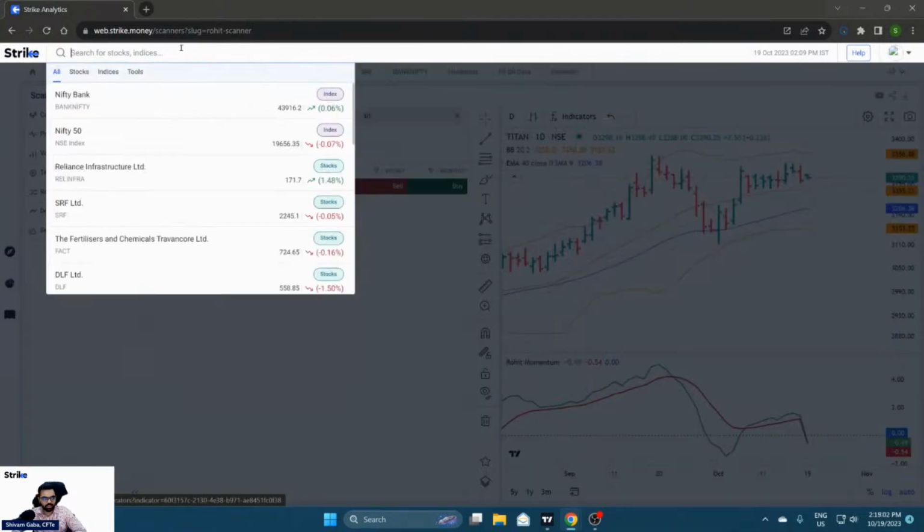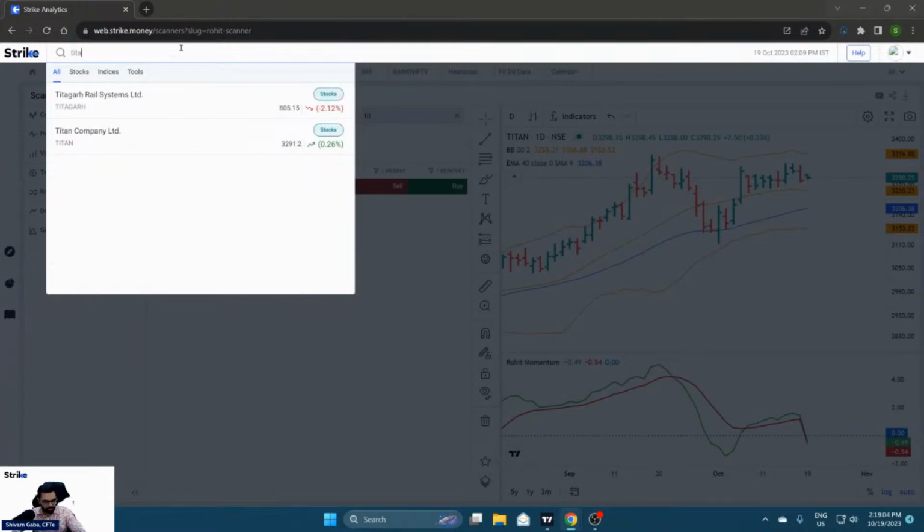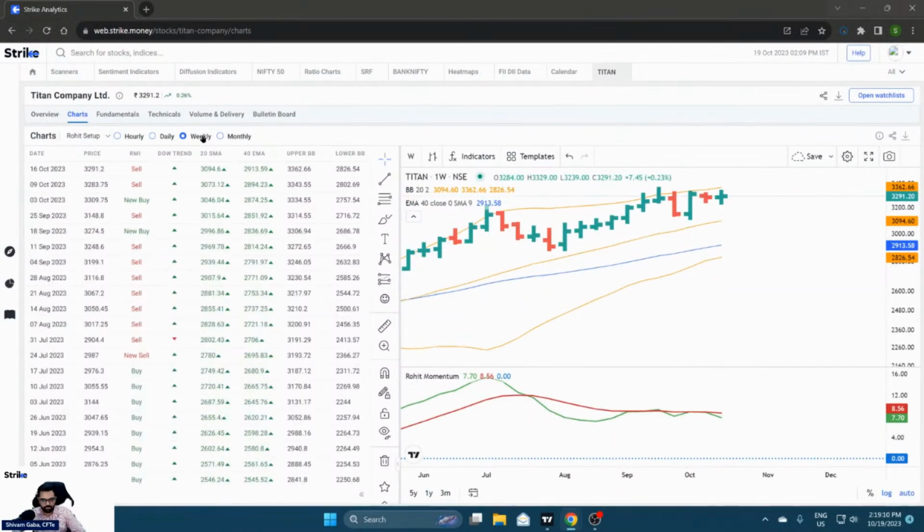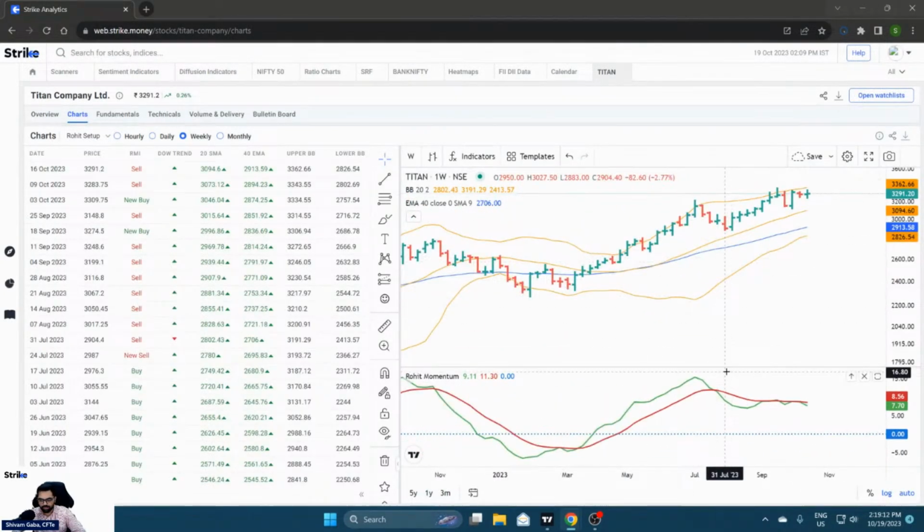So let's see. Let me go to the setup chart only to see what the other indicators are saying. So only RMI is in bearish mode. Rest all the three things are in bullish mode.